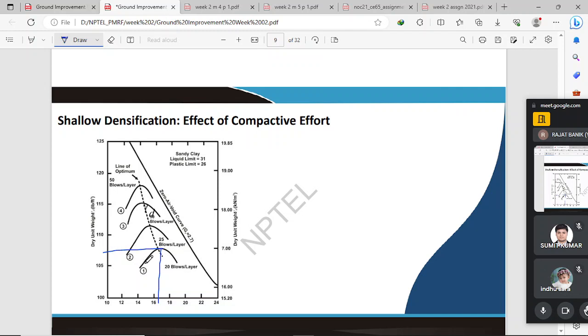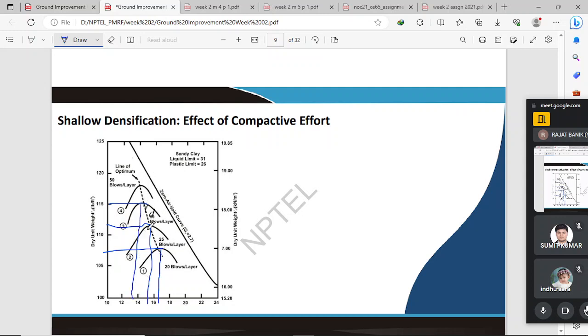In the second plot, the same soil is tested, but we increase the number of blows. That is nothing but increasing the compactive effort or the mechanical energy. Then we get a higher maximum dry density than the lower curve, and also a decreased optimum moisture content. Like that, if we further increase our compactive effort or mechanical energy, we get a higher maximum dry density and also a lesser optimum moisture content.